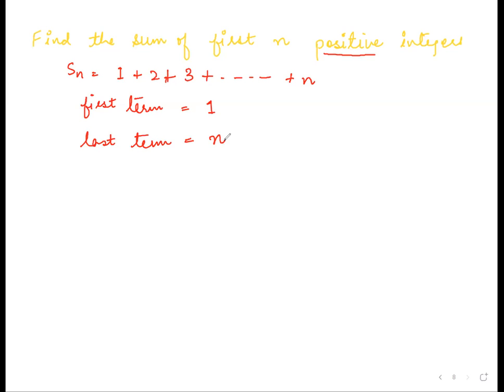So this is the information which is given to you. First term is basically a, last term we denote by L. You have to find the sum. So I can use the formula Sn is equal to n by 2 into a plus L because I know the last term, correct? So this is n by 2, and the first term is 1 and the last term is what? n.